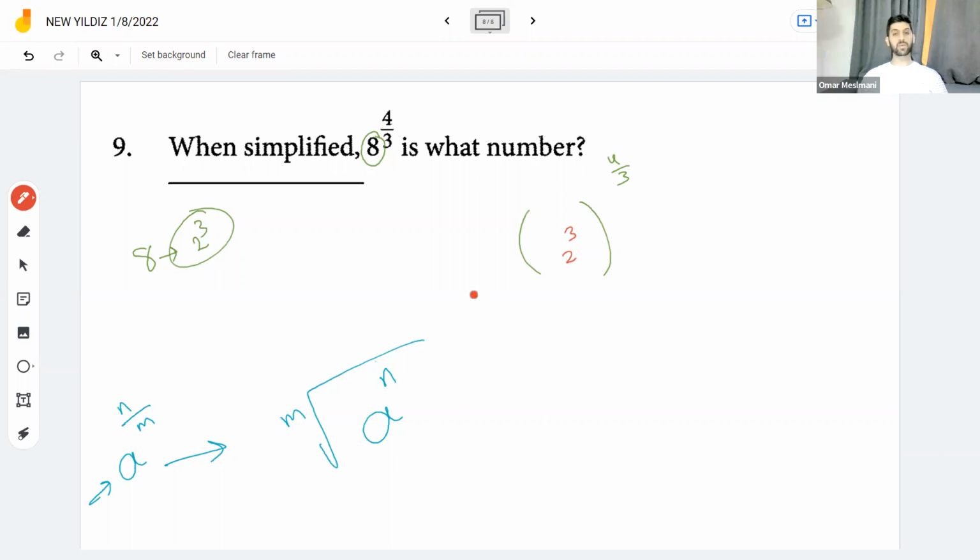What is the rule? When I have a power of a power, you multiply the powers. So basically you say 2 to the power of 3 multiplied by 4 over 3. 3 multiplied by 4 over 3, you cancel the 3 with the 3, and then you get 2 to the power of 4. What is 2 to the power of 4? It's easy, 2 by 2 by 2 by 2, which is 2 times 2 is 4, 2 times 2 is 4, 4 times 4 is 16. I didn't use a calculator.